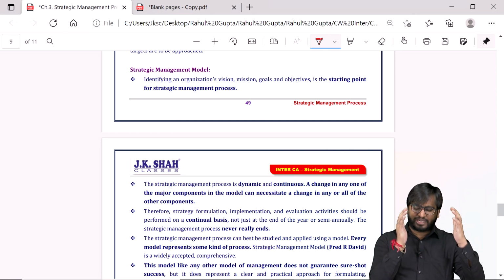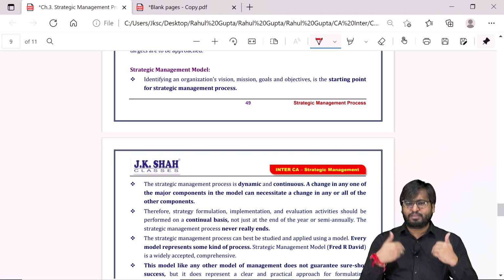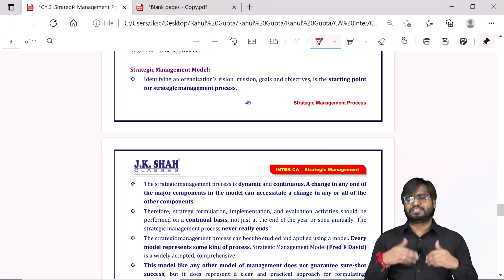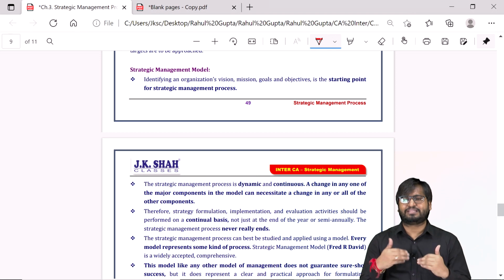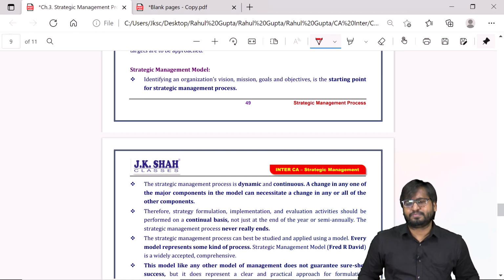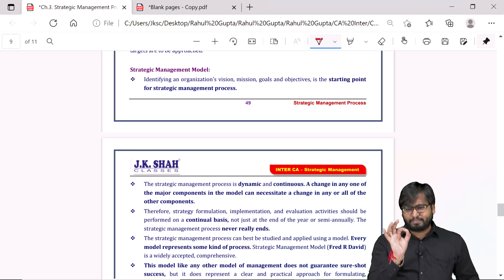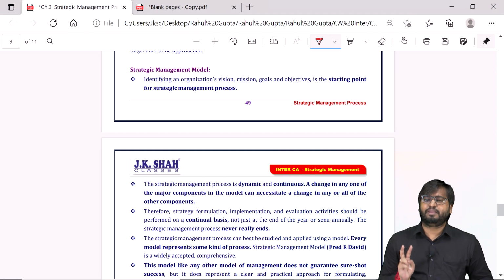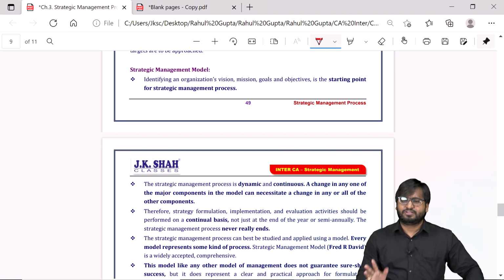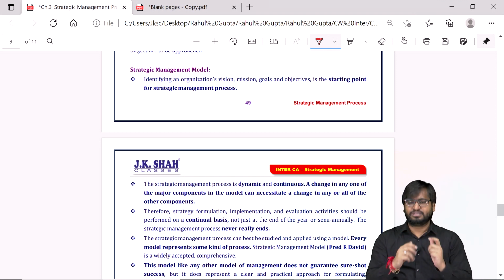Once you have formulated the strategy, the task is to implement the strategy, and this is the most time consuming and the challenging phase in any strategic management model. Implementation is the second phase. The first phase was formulation, then implementation.